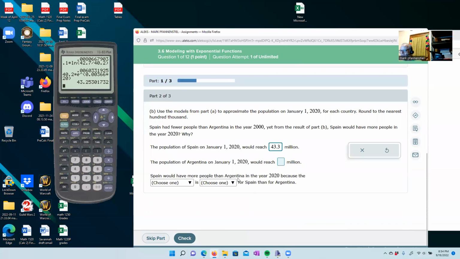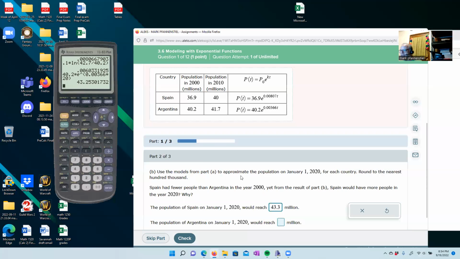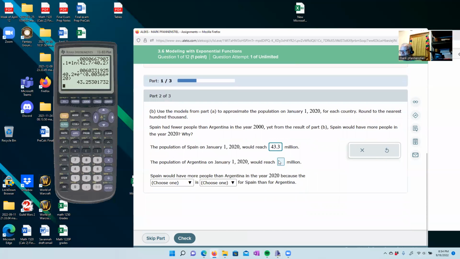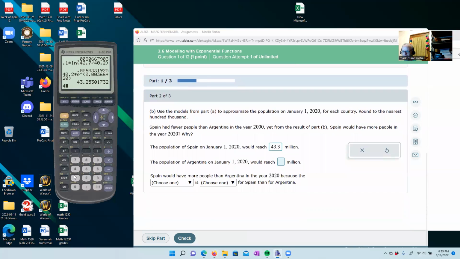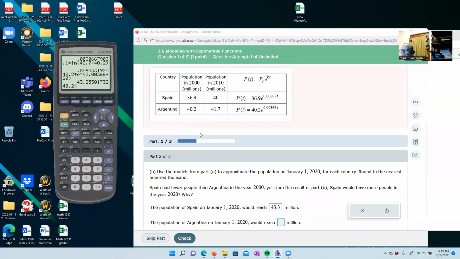And then we're going to do the same thing for Argentina. Same idea here. So initial population, 40.2. Okay, so we're going to go 40.2. No, we're not. We want Argentina.